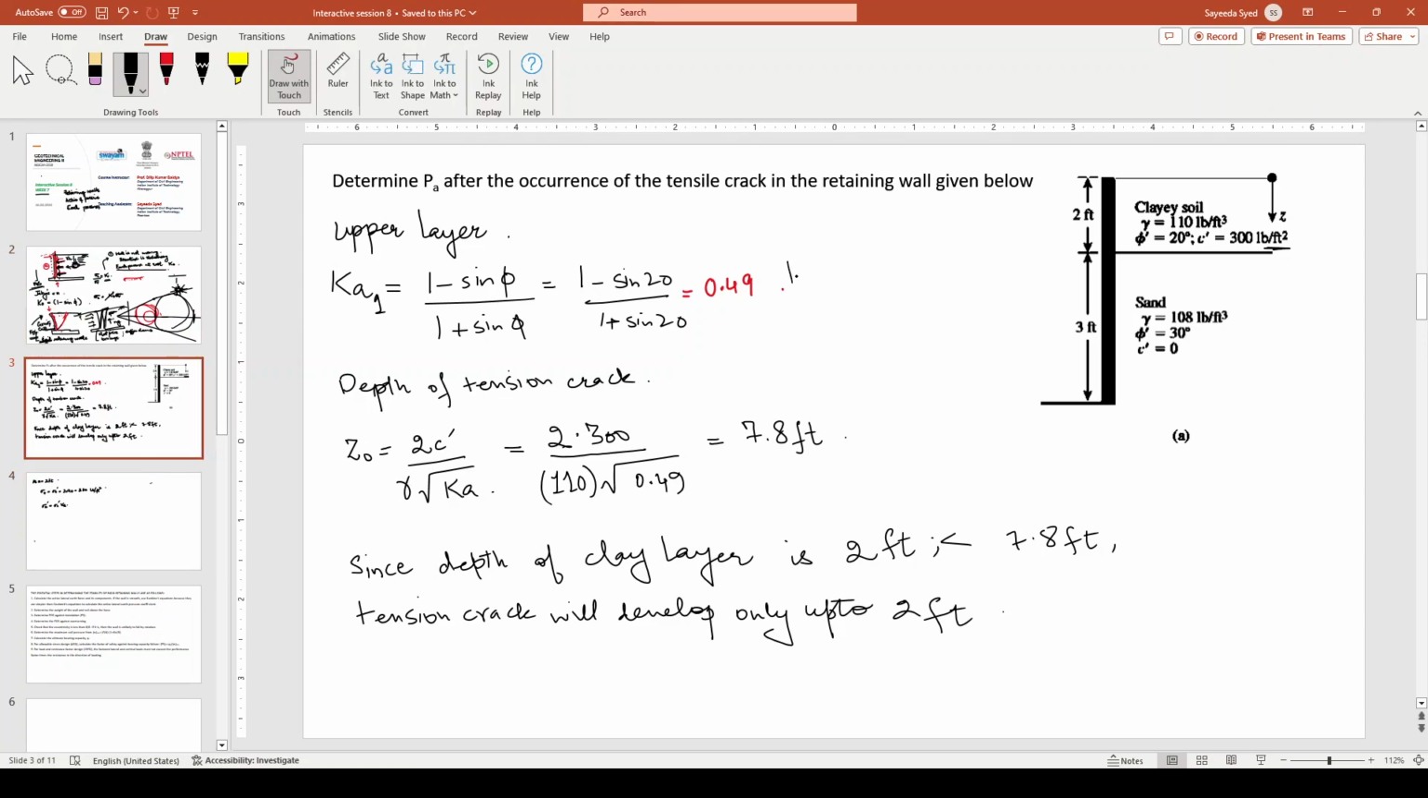Let's calculate for the second layer. This will be (1 minus sine 30) by (1 plus sine 30). This will be equal to 1 by 3.